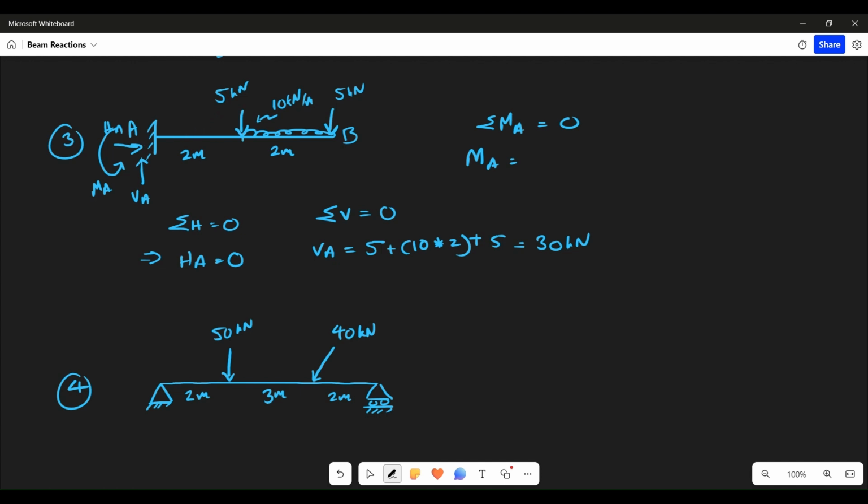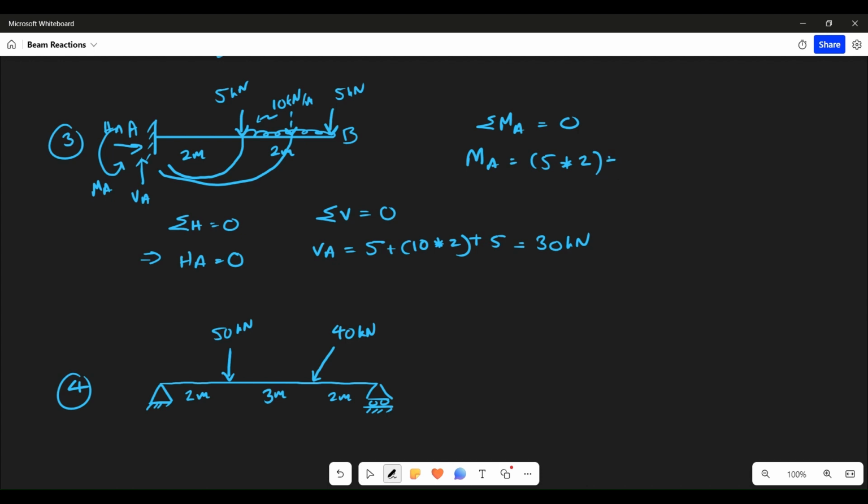And what will be the direction? Let's take this force to A. This rotation is clockwise rotation. So it is plus 5 into 2. Next moment is due to this UDL. Now you can consider the location of this UDL at the center. So this UDL works at the center. Let's take this to point A. It is also clockwise rotation.